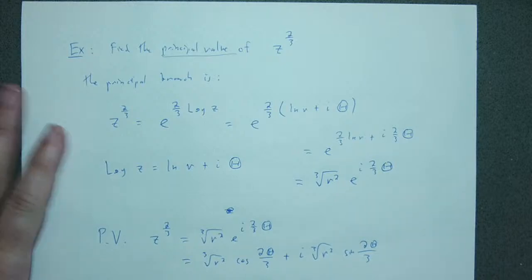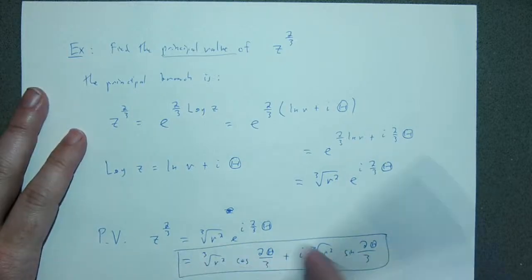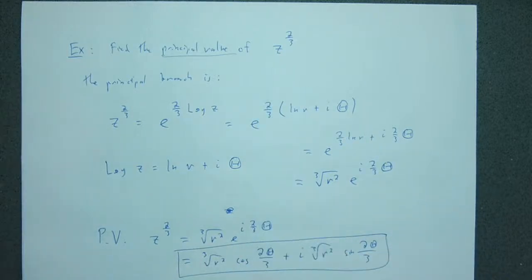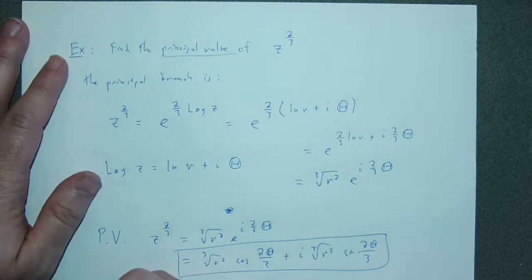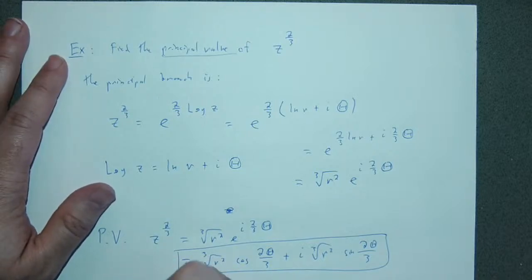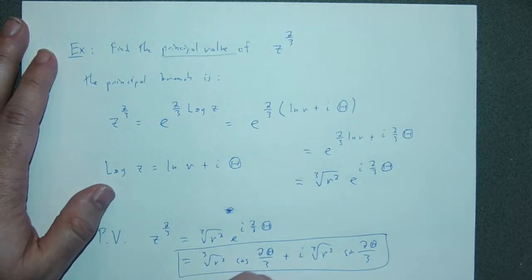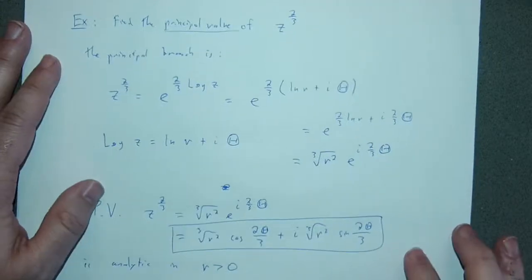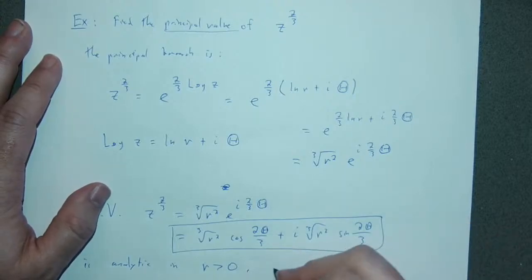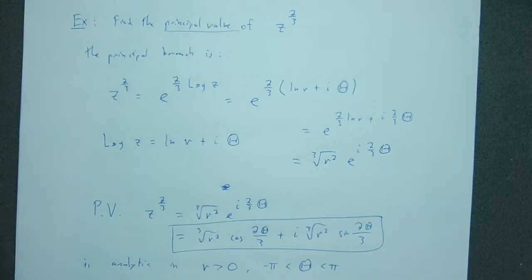Okay, and this function then is single valued and analytic. When I say analytic, you can just assume that it's single valued. So this is analytic in the domain specified by my modulus being greater than 0, and this principal argument being strictly between minus pi and pi.